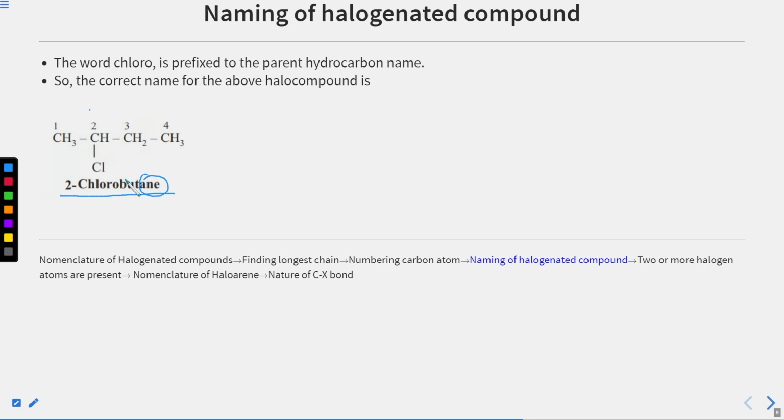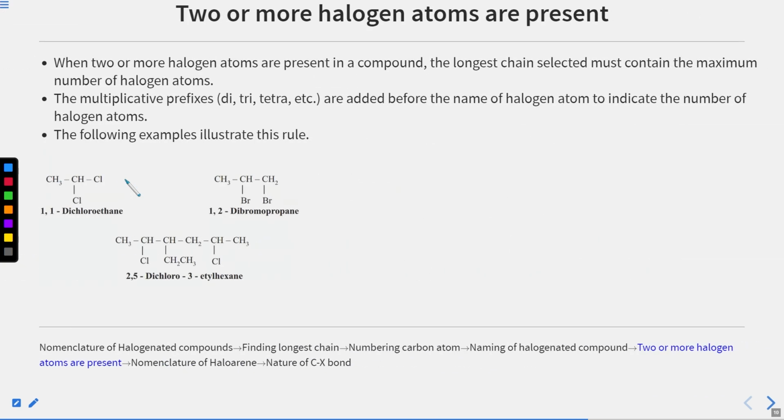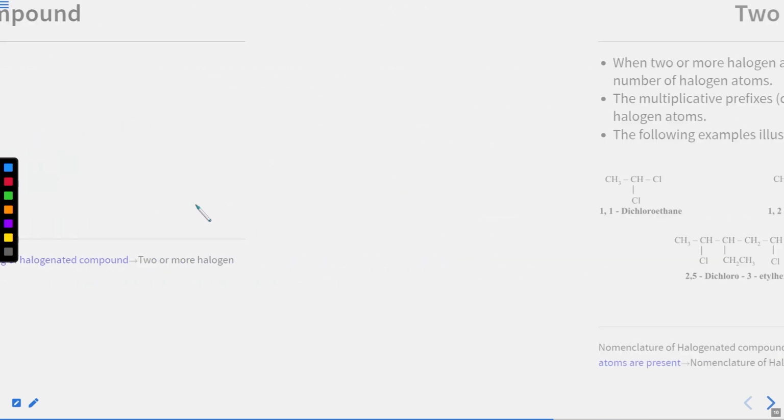Now what happens if we have more than one halogen on the same carbon, or on different carbons, any of that? In that case we will use these prefixes. I told earlier that halogen compounds have halogen as a suffix, not suffix. It will have a prefix. Sorry for the confusion. It will have a prefix because chloro is a prefix, not a suffix. A prefix is something that comes at first. You can see here that it is coming at first. So this is a prefix.